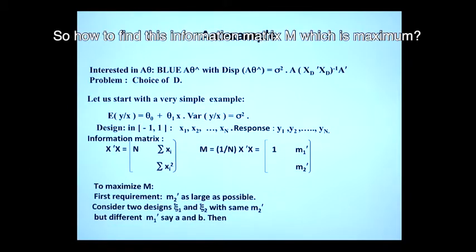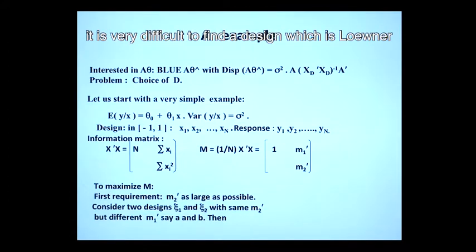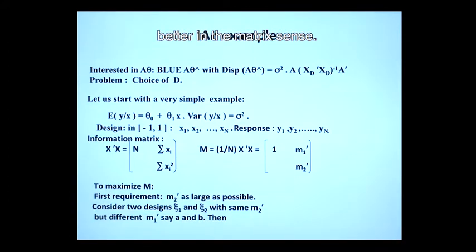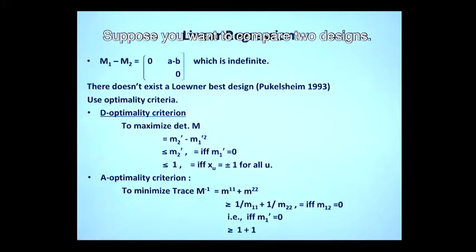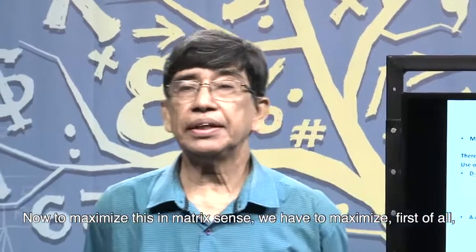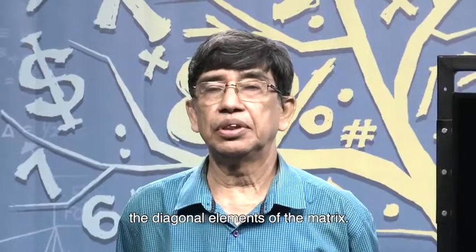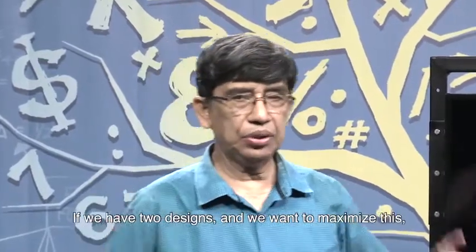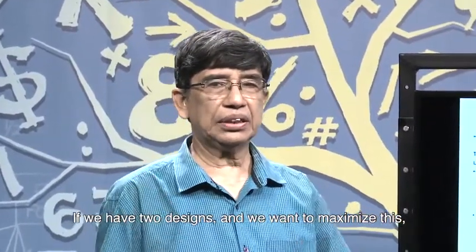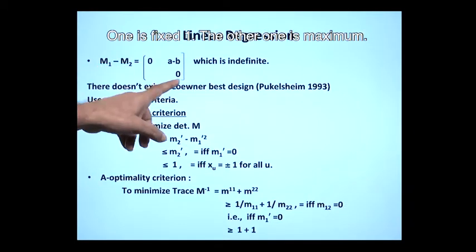So, how to find this information matrix M which is maximum? As I have said, it is very difficult to find a design which is better in the matrix sense. Suppose we want to compare two designs. Now, to maximize this in the matrix sense, we have to maximize first of all the diagonal elements of the matrix. If we have two designs and we want to maximize this, then for both the designs the diagonal elements must be maximum. One is fixed, this other one is maximum.